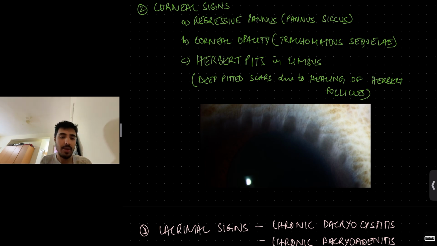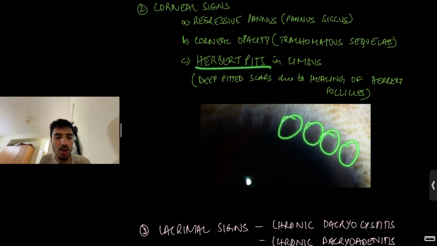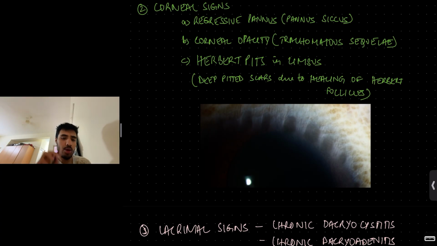So that is important. Then progressive pannus becomes regressive pannus, known as pannus siccus. Herbert's follicles get healed, leaving behind deep pitted scars, known as Herbert's pits. So Herbert's pits in the limbus. This is about corneal signs.